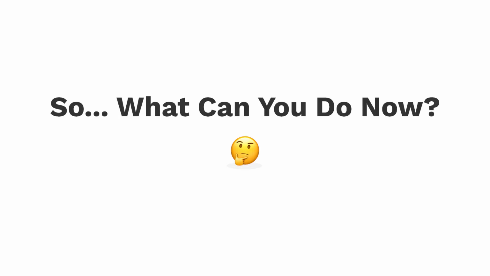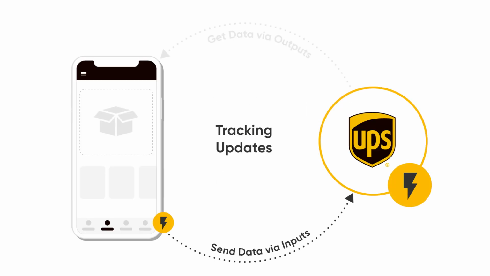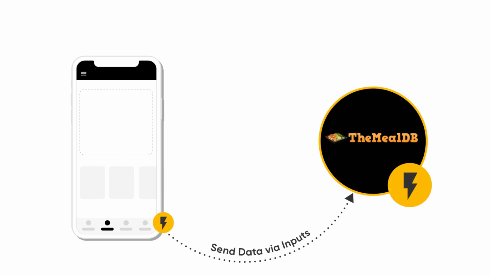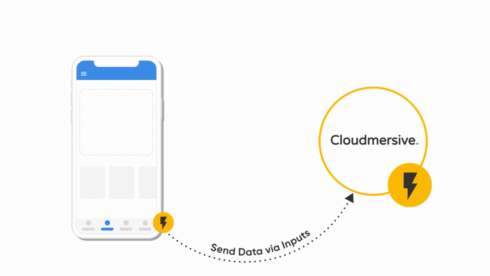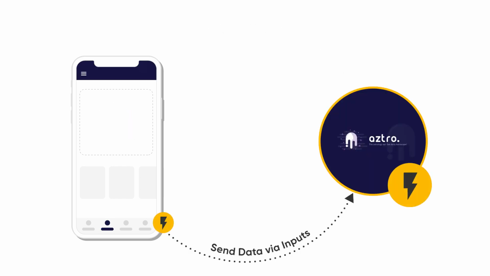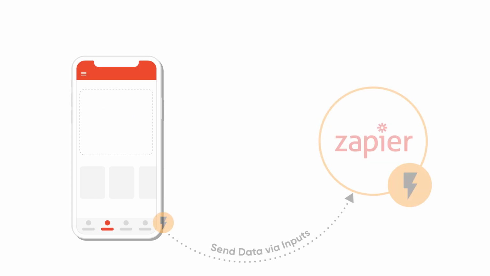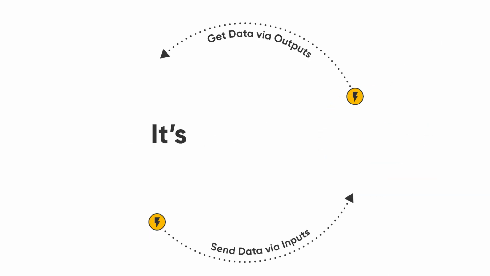So what can you actually do with this? Well, a lot of things. You can actually track updates for shipments. You can do dictionary word lookups. You can see different recipes and how they're made. You actually can verify email addresses. You can get daily horoscopes. You can even get sports updates. That's kind of fun. You can also connect to Zapier and do just about anything. It's all possible on Adalo.